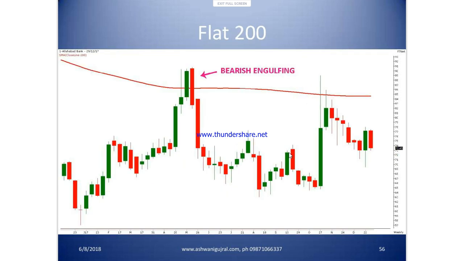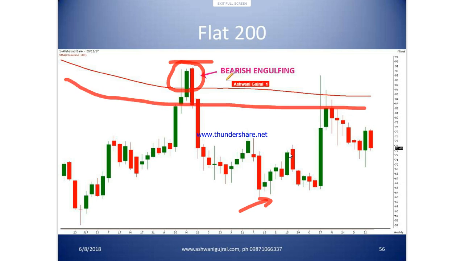Now, like I told you, a flat 200 is a resistance. What is this? Green getting cleaned out by red. Stop here, goes back down. Now 200 or 20, they are not lines, they are zones. So you cannot be exact with these averages because they are a resistance zone or a support zone.